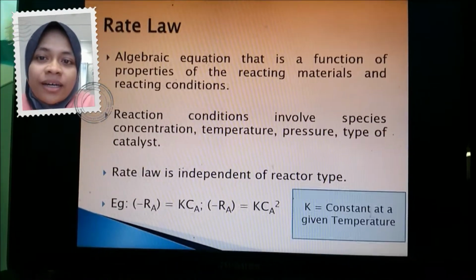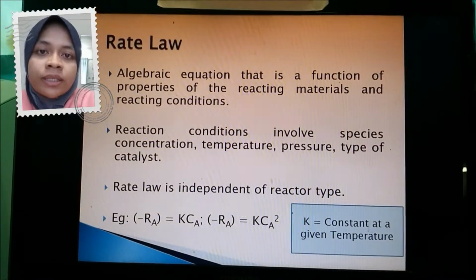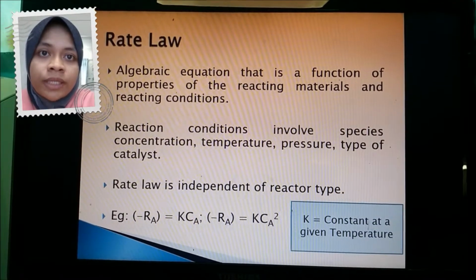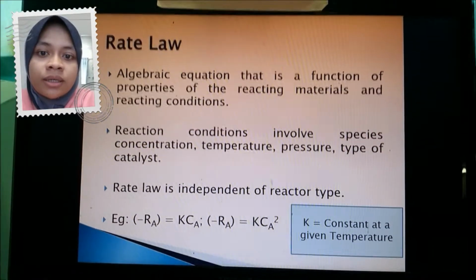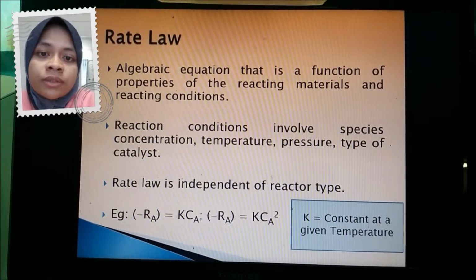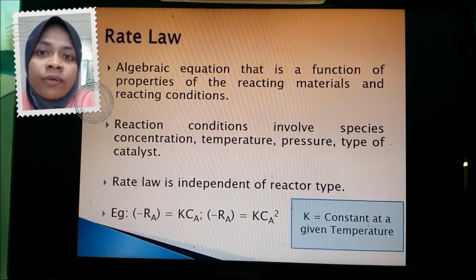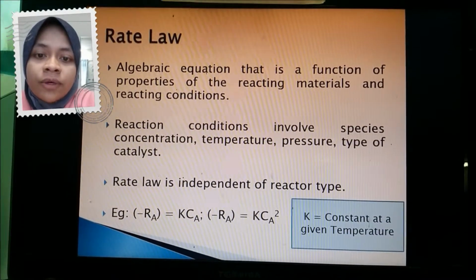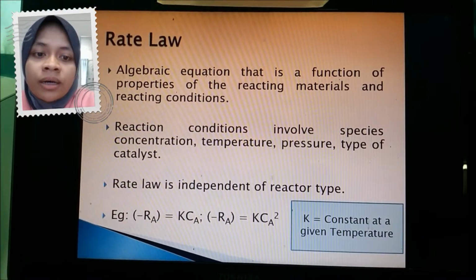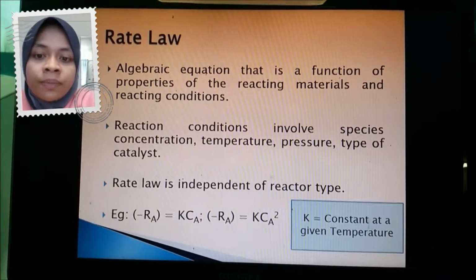Now I would like to explain to you about the rate law. Well, rate law is an algebraic equation that is a function of properties of the reacting materials and reacting conditions. In any reactions, the condition may involve the species concentration, the temperature, the pressure, and also the type of catalyst. And for rate law, it is independent of any reactor type. It can be a CSTR, it can also be a PFR or a packed bed reactor.